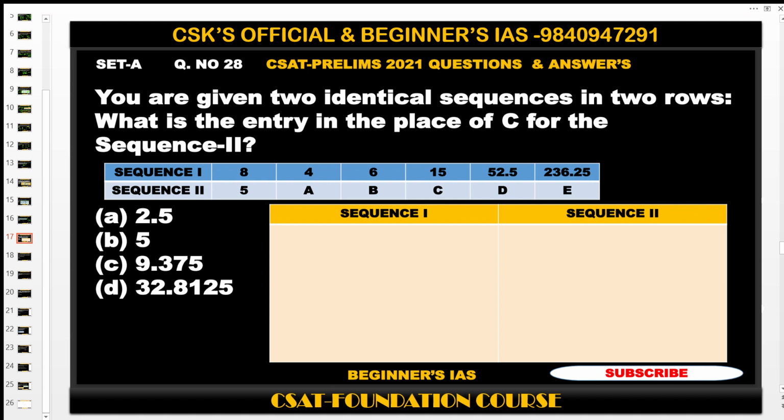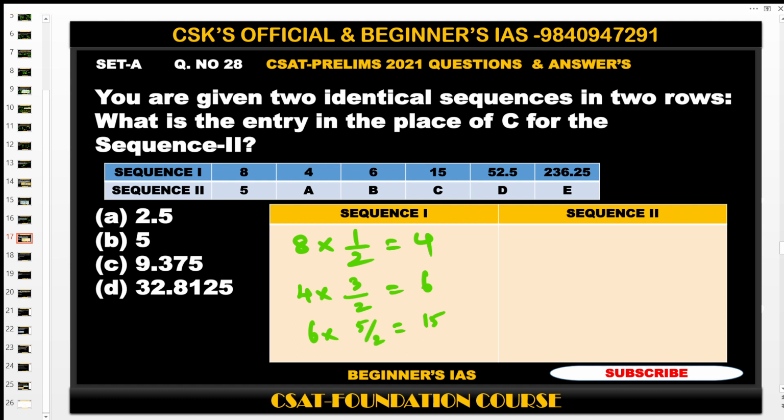So first time listen. So 8, right? 8 into dash is equal to 4. 8 into 1 by 2 is equal to 4. Then 4 into dash is equal to 6. 4 into 3 by 2 is equal to 6. Therefore 6 into dash is equal to 15. 5 by 2 is the answer.